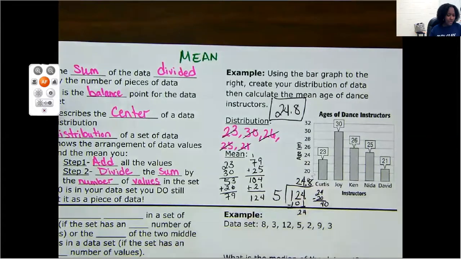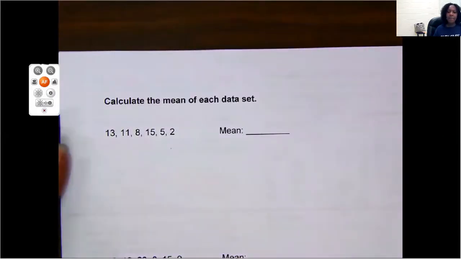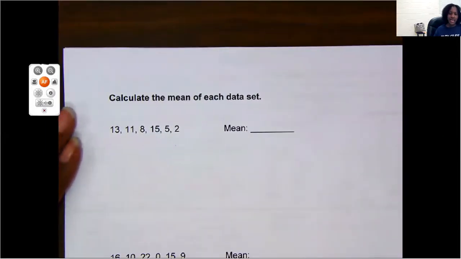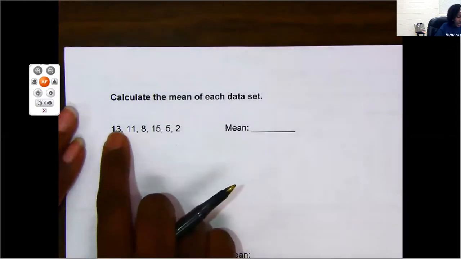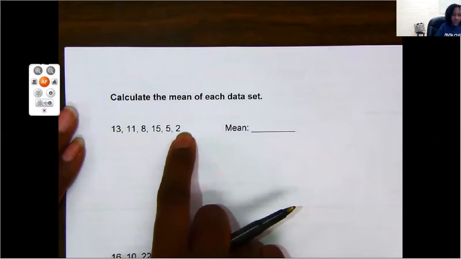I have some other examples for us just to make sure. All right, ladies and gents, let's look at this. Calculate the mean of each set of data. So here's our data. We have 1, 2, 3, 4, 5, 6. We have 6 pieces of data here. That is important for when we get ready to divide.